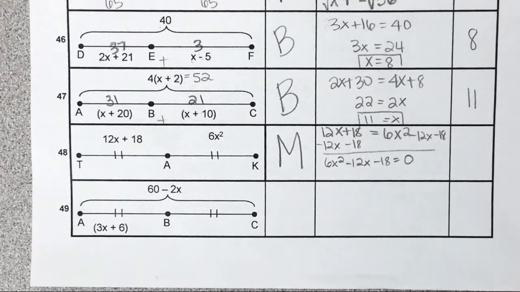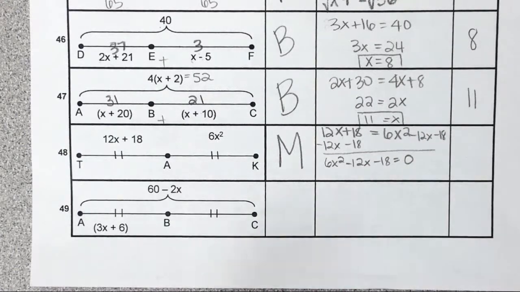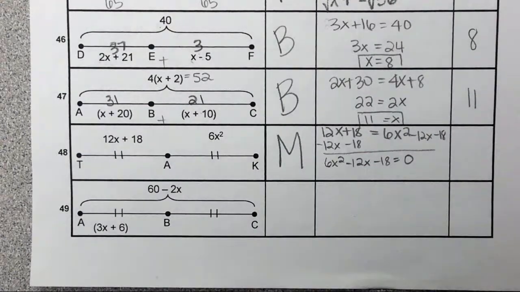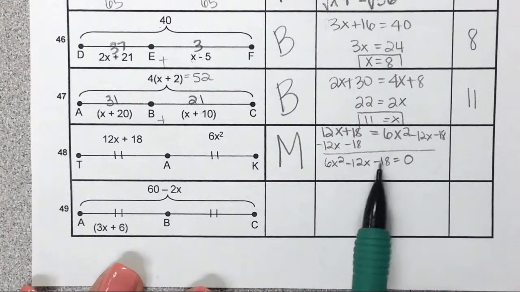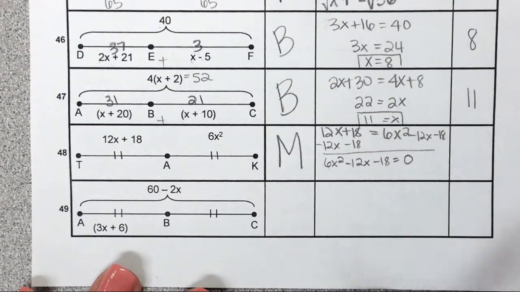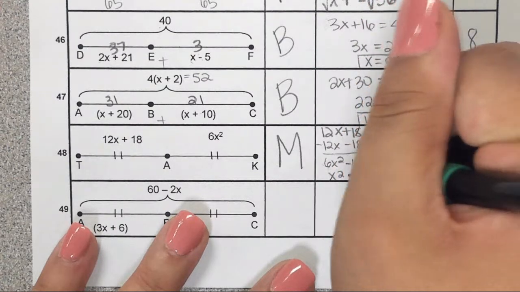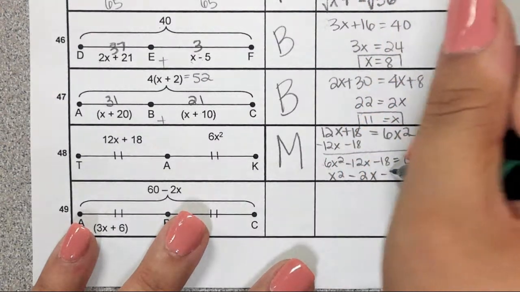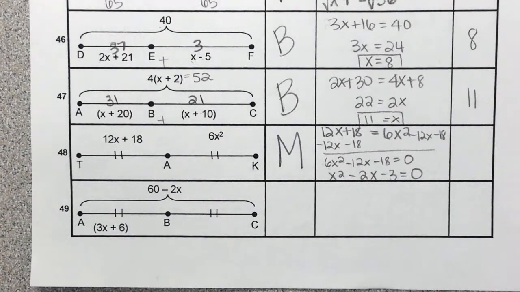Just because we don't like our x squareds to be negative. If you were to scoot it up, it would be fine. We just don't like that. It just makes it a little bit more complicated problem. What do you notice about all of these? I can divide them by 6. And if I divide them by 6, I get x squared minus 2x minus 3 equals 0. I'm going to do this on a sticky note so I don't go into my other one.